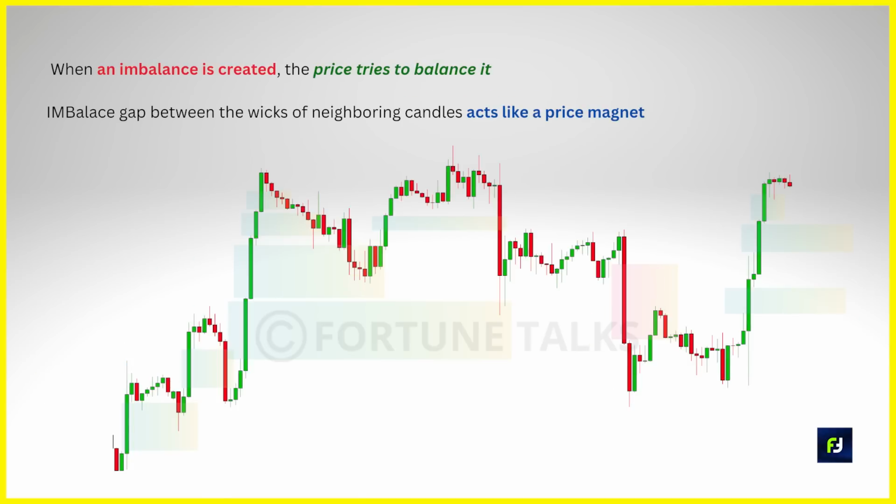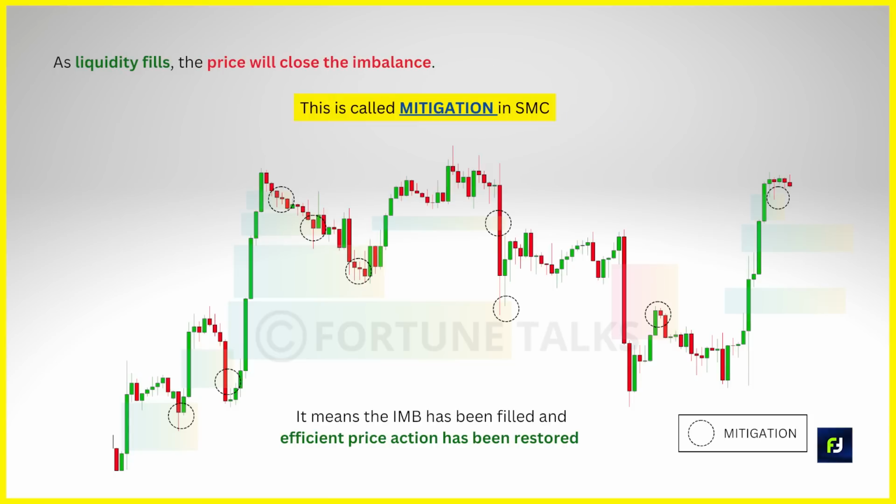Because it is a rule of nature that everything wants to come to rest or to be balanced. In the same way, the price also wants to remain in balance. So when an imbalance is created, the price tries to balance it. And the imbalance gap between the wicks of the neighboring candles acts as a price magnet. It means that as the liquidity fills, the price will close the imbalance.